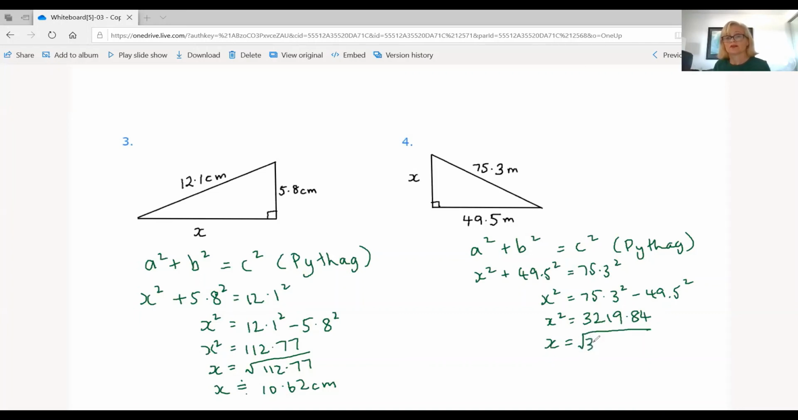So x will be the square root of this. Rounding off to 2 decimal places, and we get about 56.74, I believe. Again, just checking, that is less than our hypotenuse, so that's all good. Alrighty.